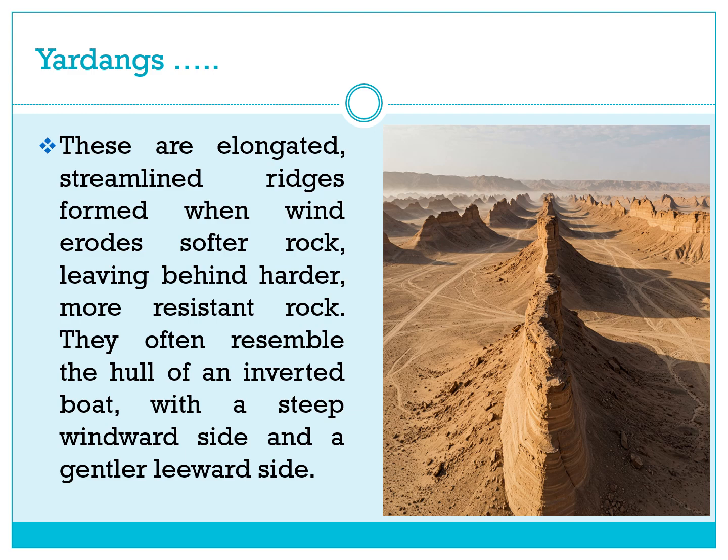Yardangs. Yardangs are elongated, streamlined ridges formed when wind erodes soft rock, leaving behind harder, more resistant rocks. They often resemble the hull of an inverted boat with a steep windward side and a gentler leeward side.